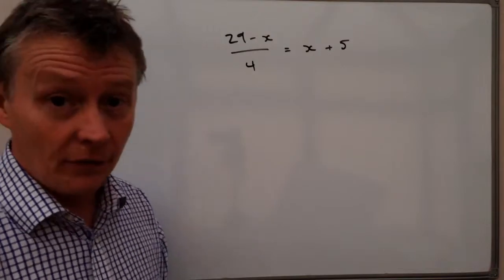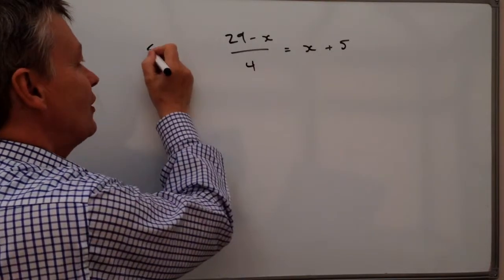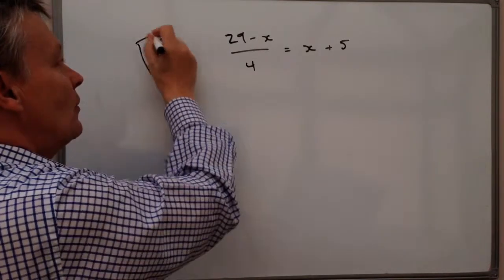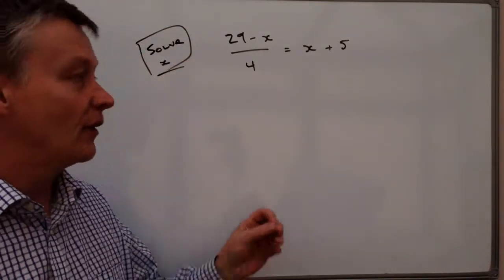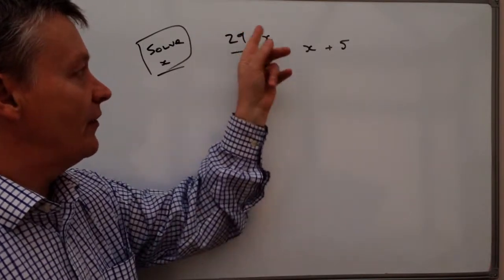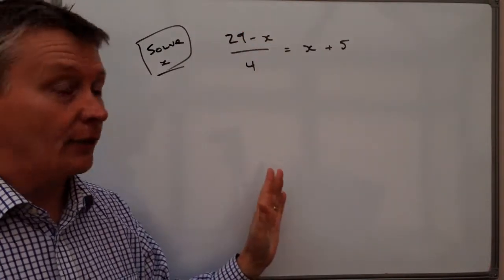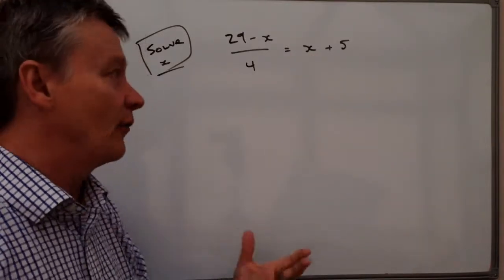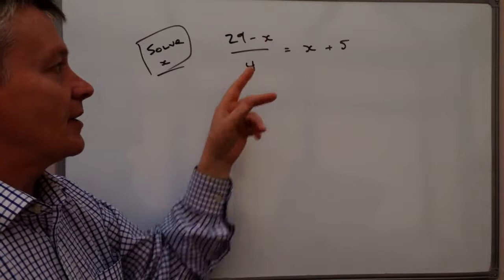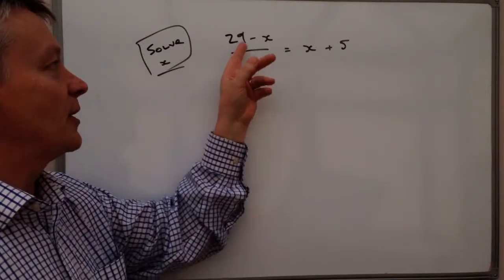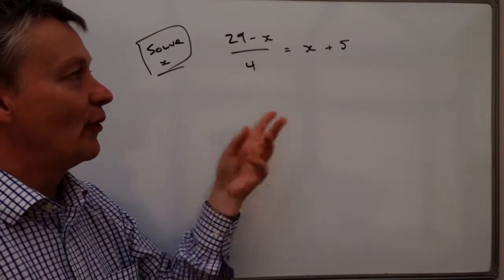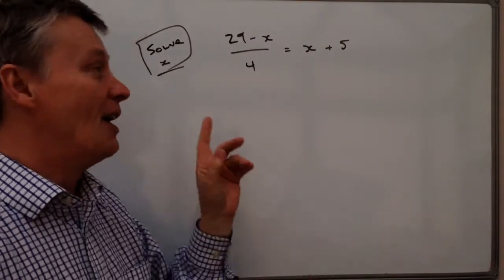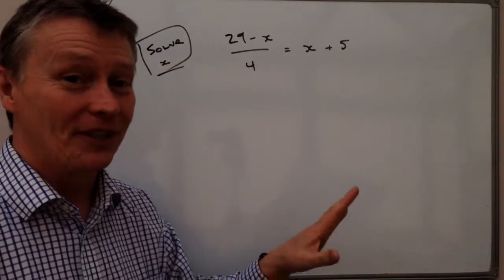And when we're asked to solve something, what we're asked to do is actually just find the value of x. So in other words, that's what we're looking to do. We're looking to find the value of x so that this side, whatever that value is, is exactly the same as x plus 5. So for instance, if x is 20, it would be 29 minus 20 divided by 4 is the same as 20 plus 5. That isn't true for 20, but that's what we're looking to do.